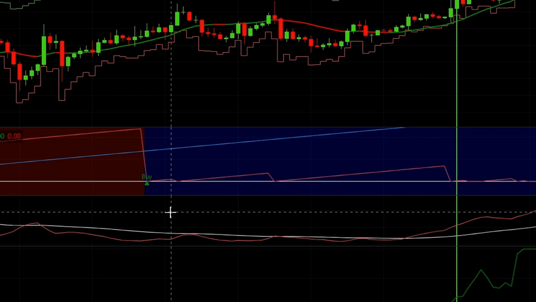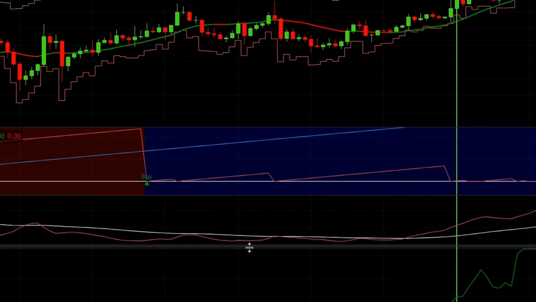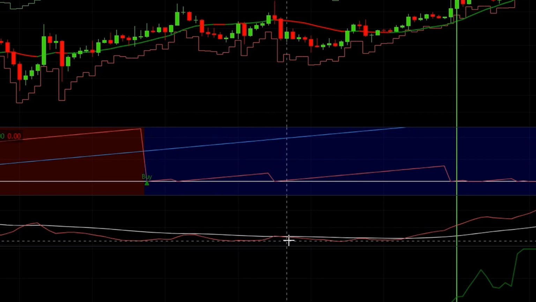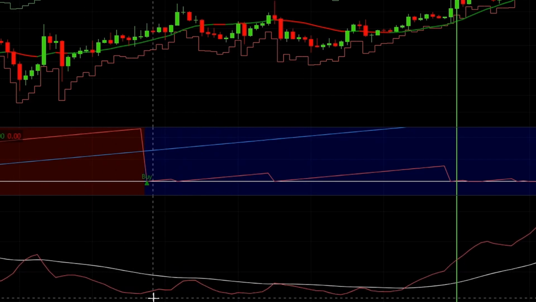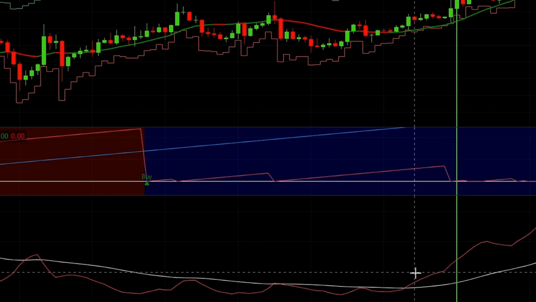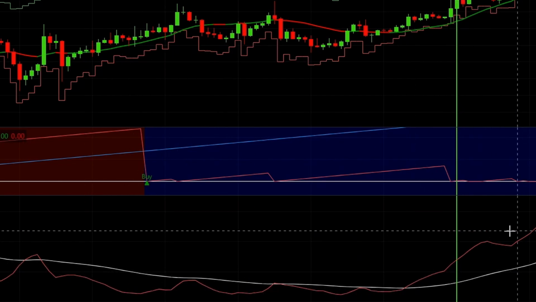Next up, the volatility indicator, the ADX with EMA. We can only enter longs if the ADX is above the ADX based EMA. So throughout this period the ADX is well under the ADX based EMA, but here it started picking up. So this area no entry, this area could be an entry.